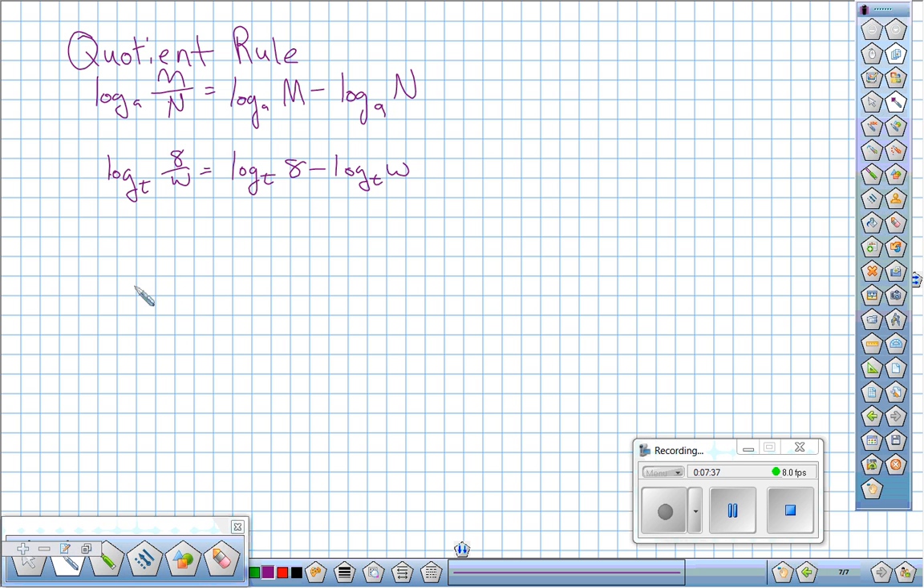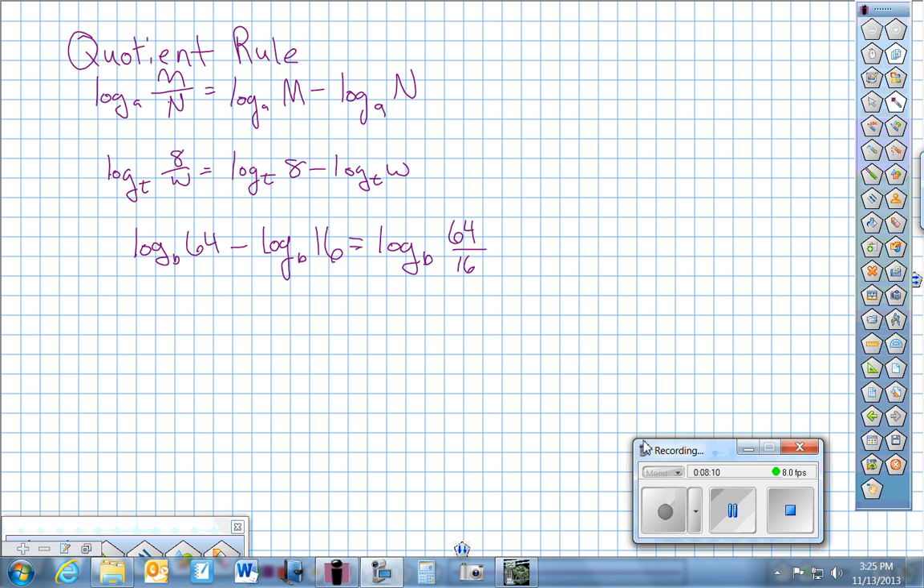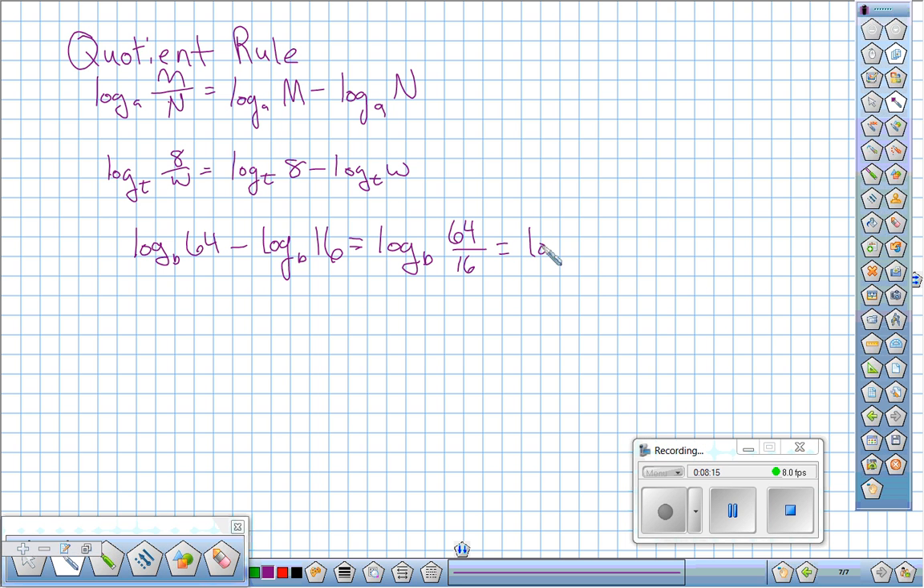To go backwards with one, if you have log base b of 64 minus log base b of 16, I'm going to rewrite this back into a quotient from the subtraction problem. So I'm going to rewrite log base b of 64 over 16. Whatever one is in front is then on top of my fraction. 64 divided by 16 is 4, so I'm going to rewrite it as just log base b of 4.